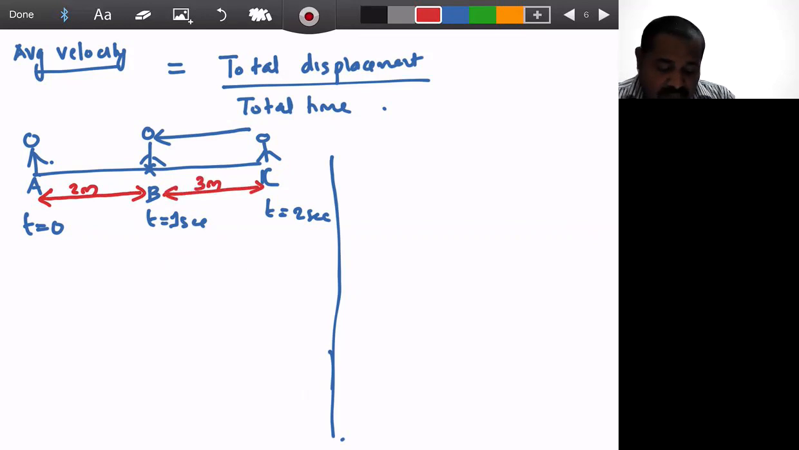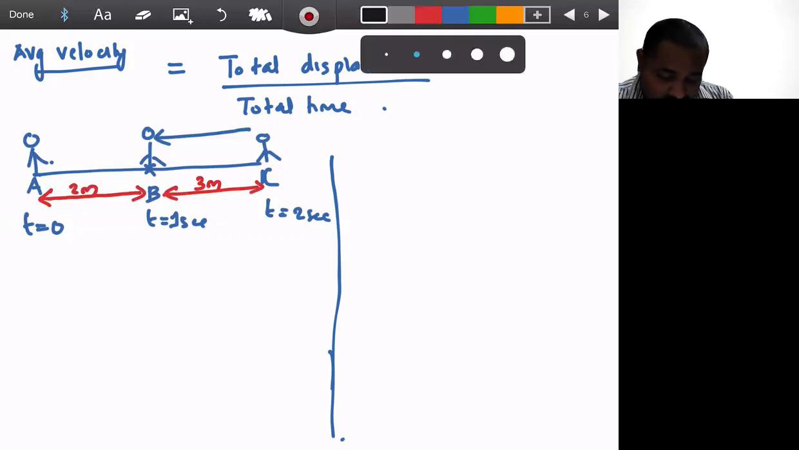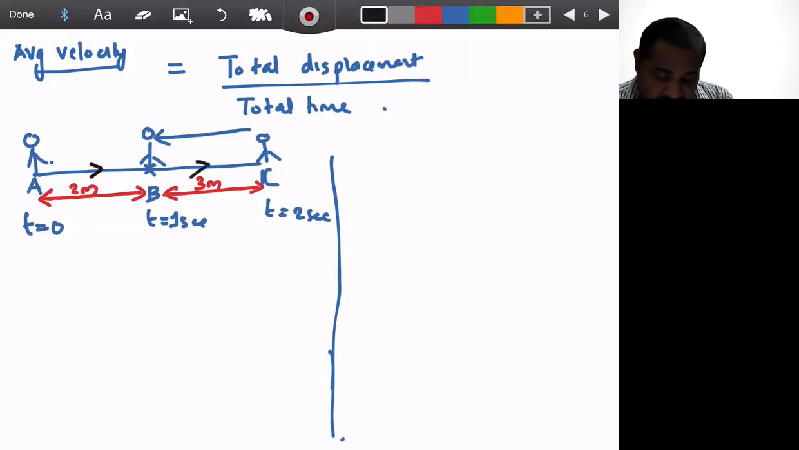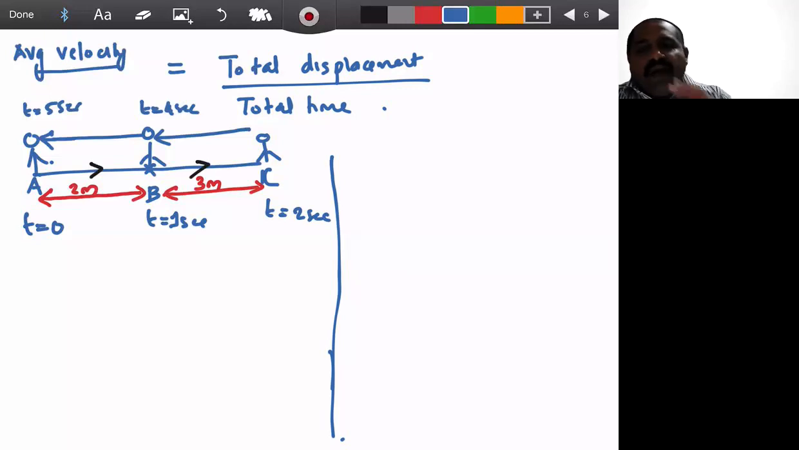So I will show the direction as well. A to B, then B to C, then C to B, and then he ultimately reached the starting point. Came back to the same point. Don't get confused, okay? So t is equal to 5 seconds. So ultimately, after 5 seconds, he returned to the original position.